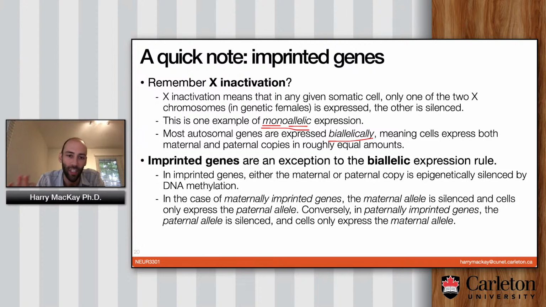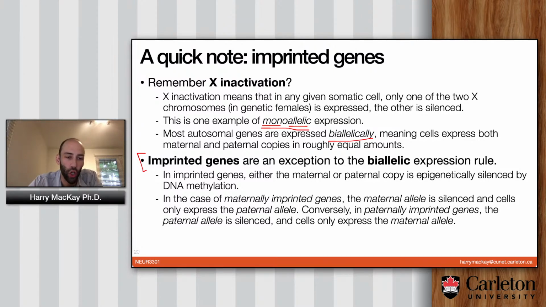So for biallelic genes, you've got two copies that are being expressed in roughly equal amounts. Monoallelic expression, of which X inactivation would be an example, but there are others as well, is when only one of the two copies you have is expressed. And so imprinted genes are a type of monoallelic expression. Imprinted genes are when either the maternal or paternal copy is epigenetically silenced by DNA methylation. So you only express one or the other. And these are not on the X chromosome. Very important to say. They could be on any other chromosome.